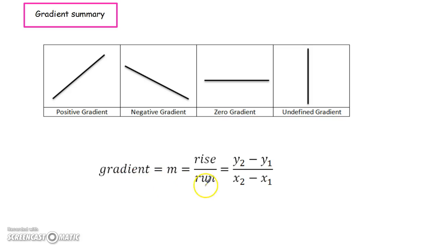To find the gradient, there's two ways of doing it. Your rise over run you can get from the graph. The y2 minus y1 is our algebraic method. Both of them will work, and you should get the same answer no matter which way you do it. So that will allow you now to find the gradient of things and to go further, also finding the equation of lines.